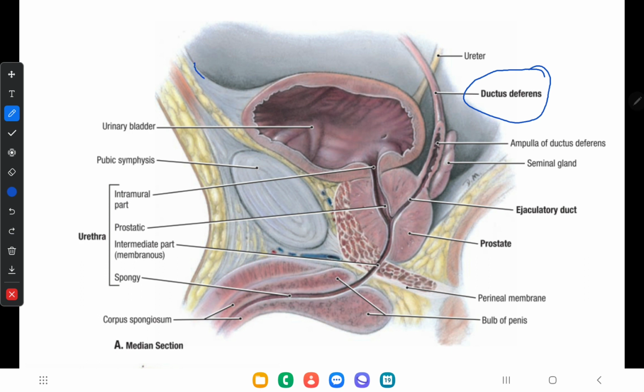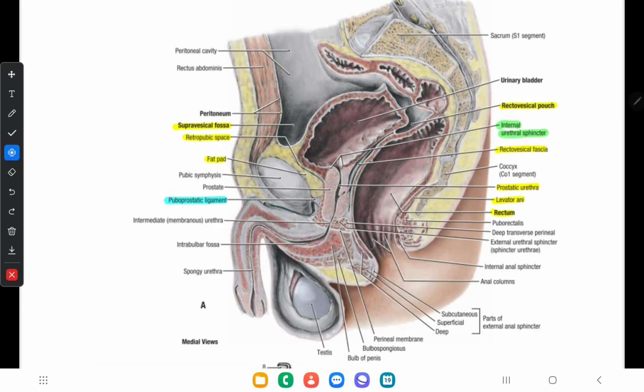As you can see here, the upper surface of the bladder is covered by the peritoneum. In males, this peritoneal layer covers the superior surface of the bladder, and further posteriorly this peritoneal layer forms the rectovesical pouch. The lower part of the posterior surface is separated from the rectum. This is the rectum now.